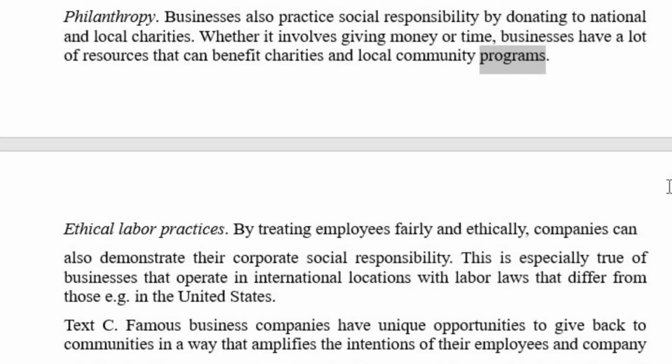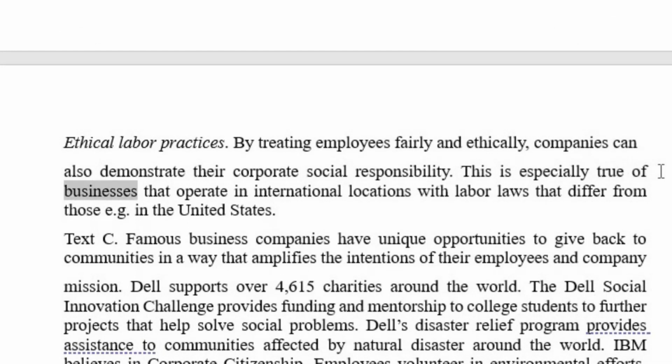Ethical labor practices. By treating employees fairly and ethically, companies can also demonstrate their corporate social responsibility. This is especially true of businesses that operate in international locations with labor laws that differ from those, e.g. in the United States.